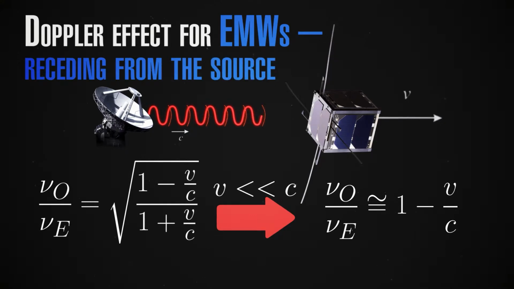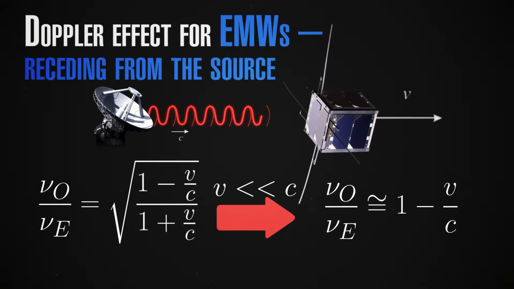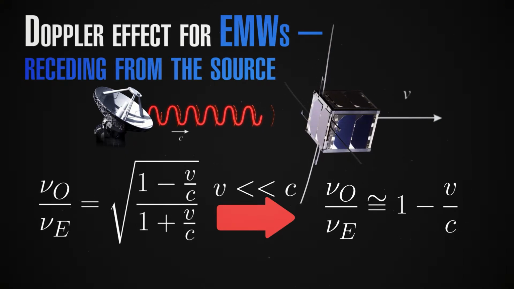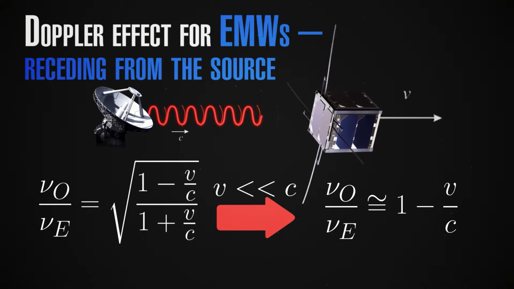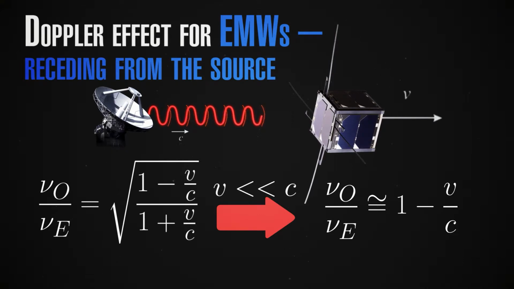So if they're moving away from each other, simply the velocity changes sign, and so what we get is the minus on top and the plus on the bottom, and so the observed frequency divided by the emitted frequency is actually less than 1, and so the frequency goes down.